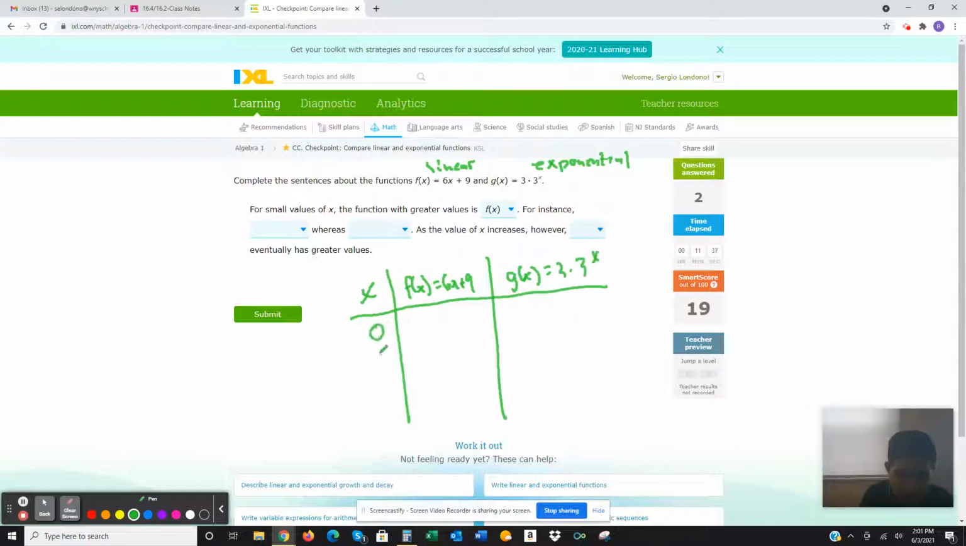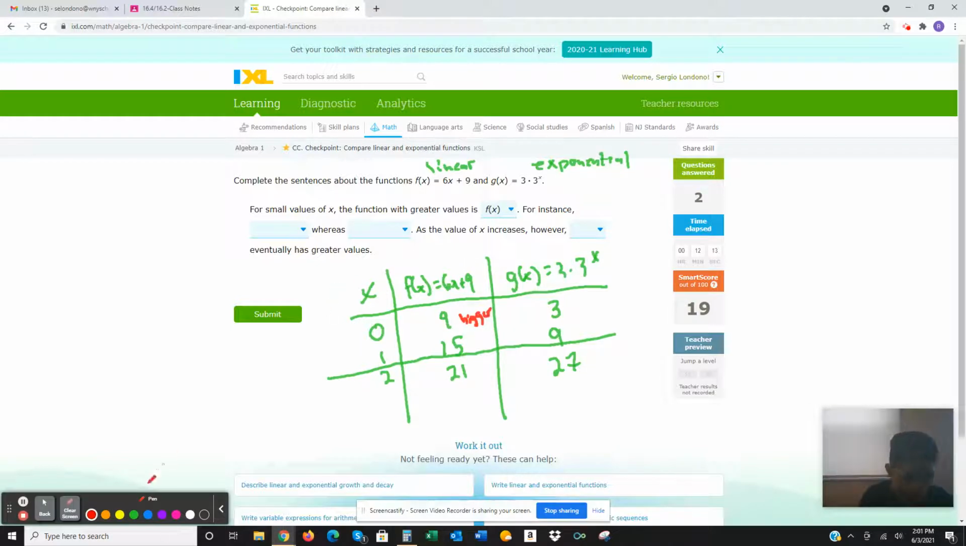So with small numbers, 0, 1, 2. Here, if I plug in 0, I get 9. If I plug in 0 here, 3^0 is 1, times 3 is 3. So right now, f(x), the linear function, is winning. If I plug in 1, I get 15, and here 3 times 3 is 9. This is still bigger. If I plug in 2, I get 21, and here 9 times 3 is 27. So for the small numbers, in the beginning, the f(x) values were bigger.